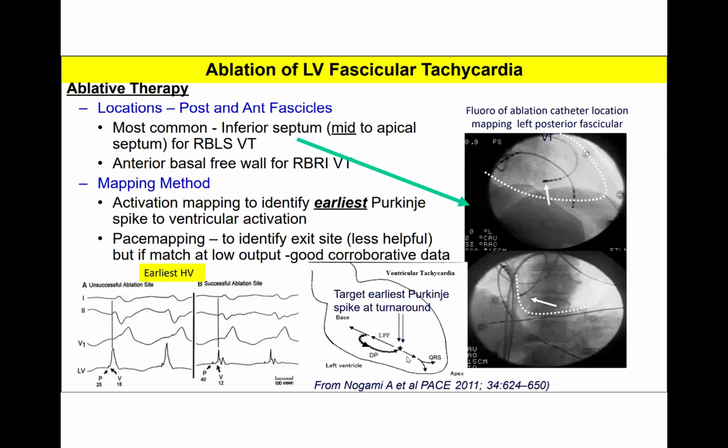So here is our exit site. Well, we need to ablate here, and that would be our successful site. And if we fail, we can go to our exit site and make a linear ablation here. But still, this has a recurrence rate.